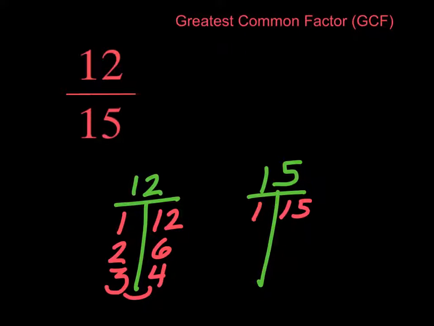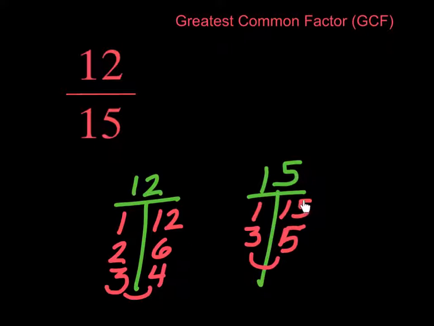Then it is an odd number, so it is not divisible by 2, but it is divisible by 3, because 3 times 5 is 15. And the only number between 3 and 5 is 4. 4 does not go into 15 evenly. So I am finished.